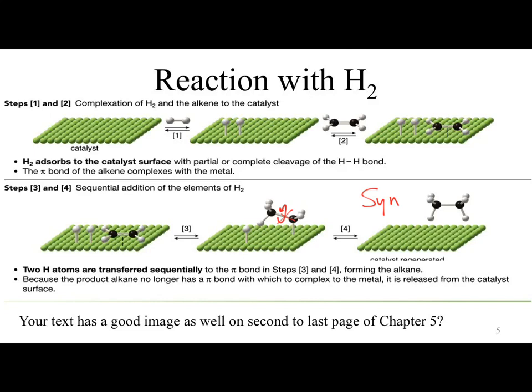Is that a yes or a no? Say it one more time. Syn equals cis. Anti equals trans. If you keep that pairing, you should be fine. Syn and anti describe the reaction. Cis and trans describe a physical relationship.